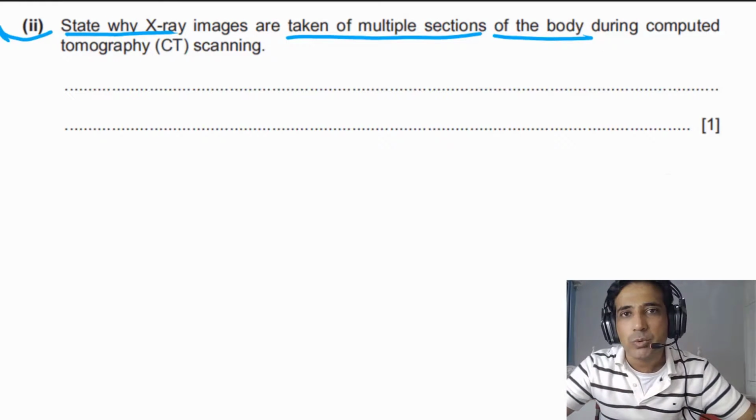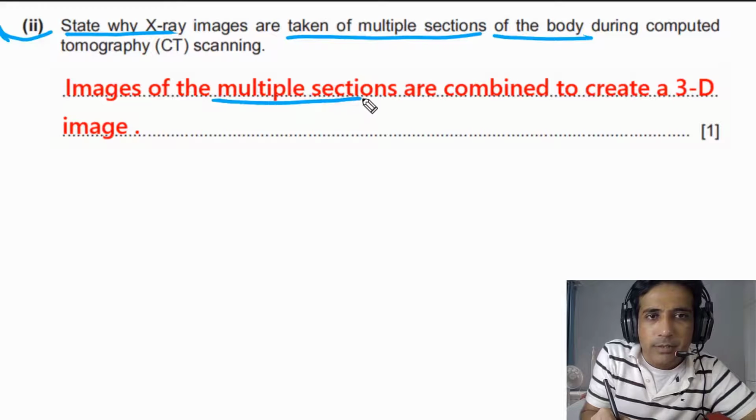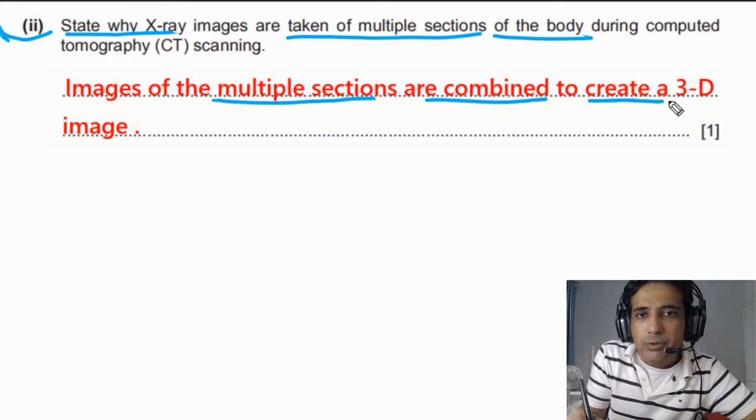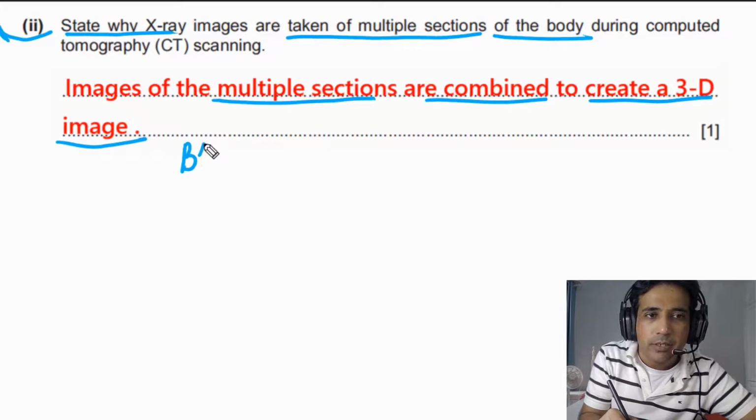So let me show you how you can write down your answer. Discussion has only 1 mark. If you have written images of the multiple sections are combined to create a 3D image, you will get 1 mark, and this is the mark.